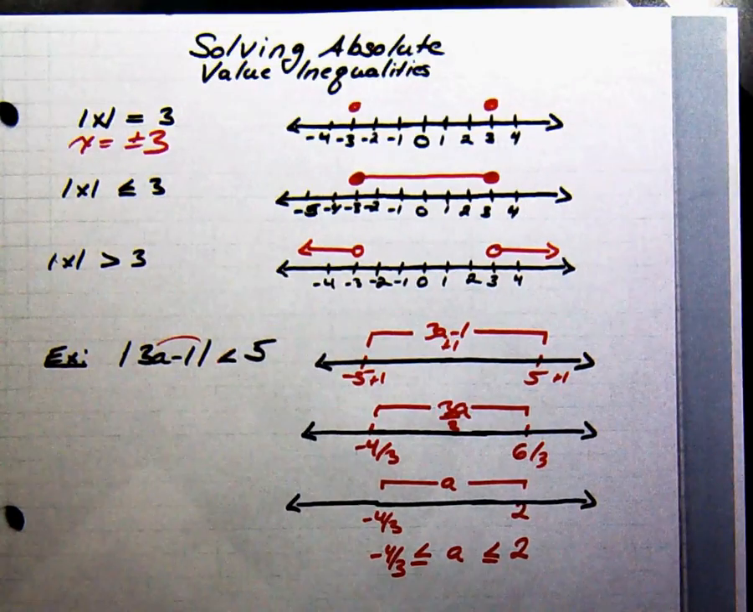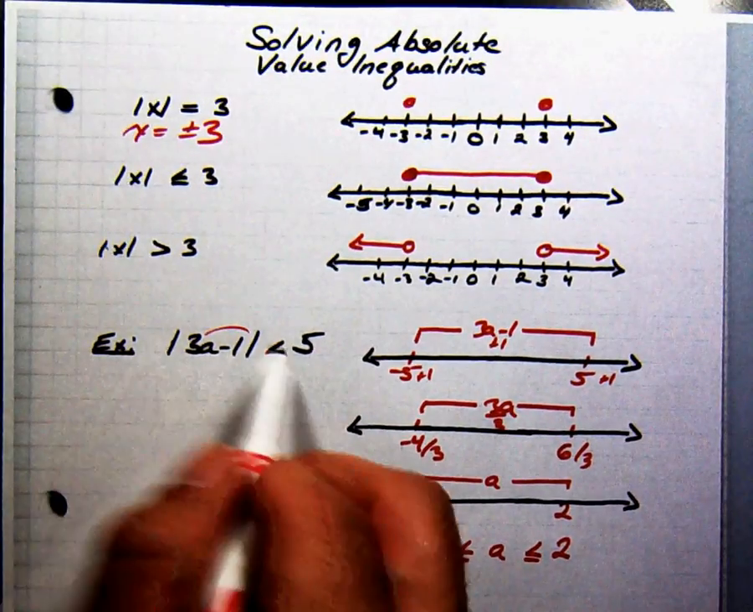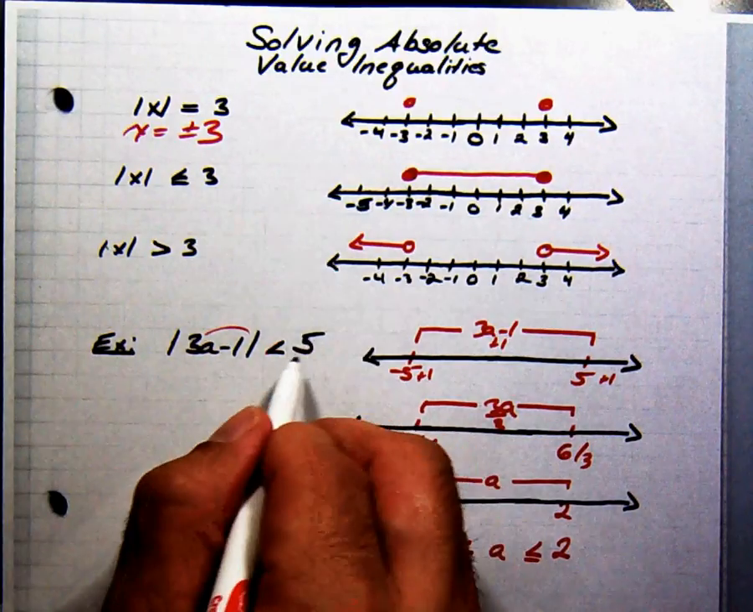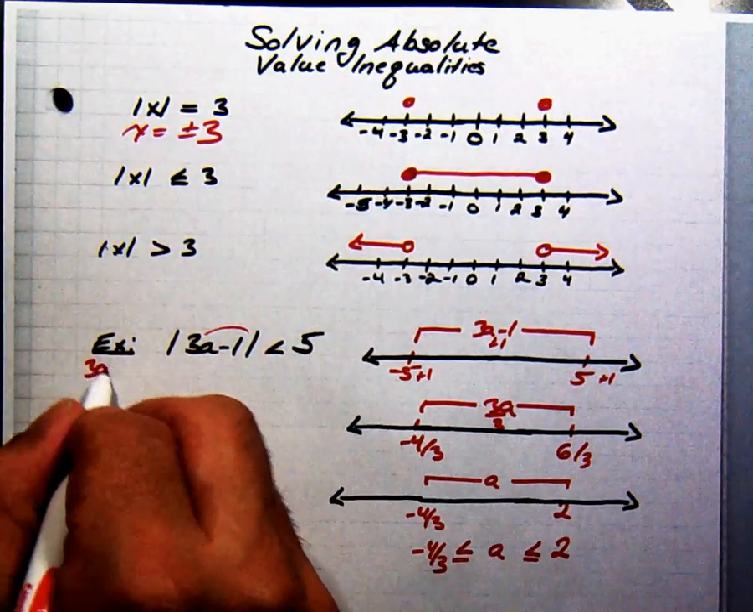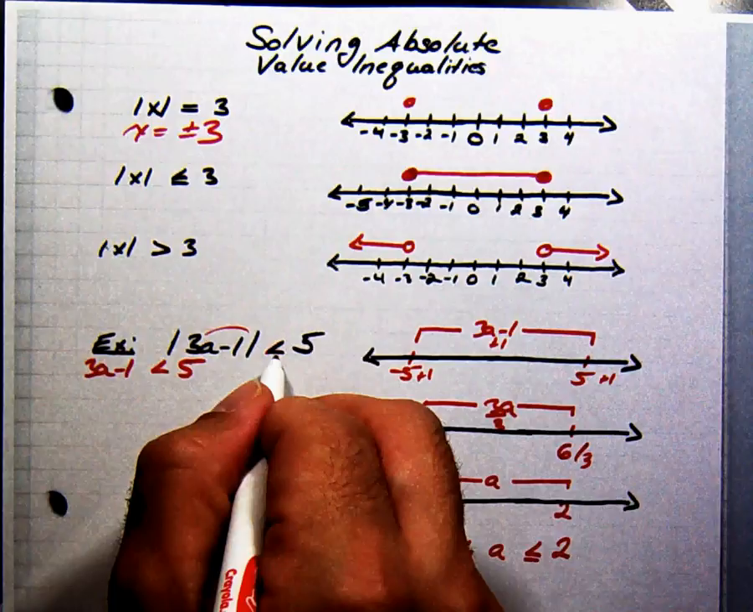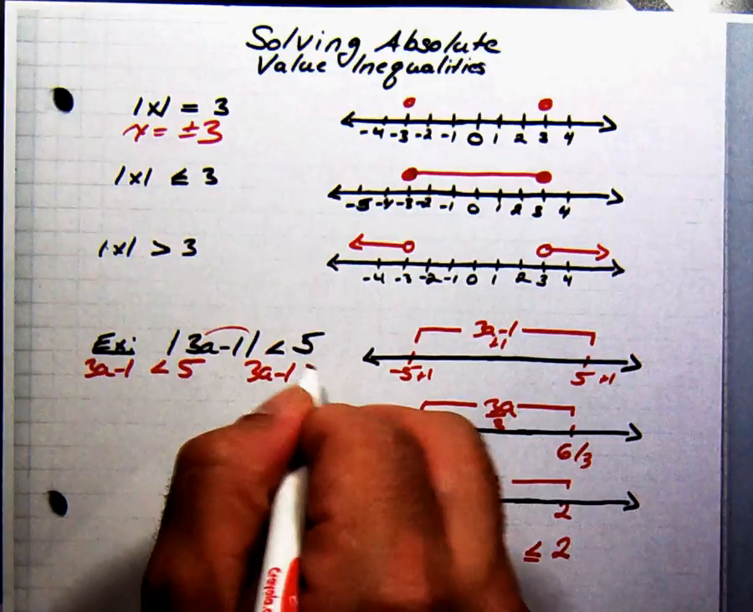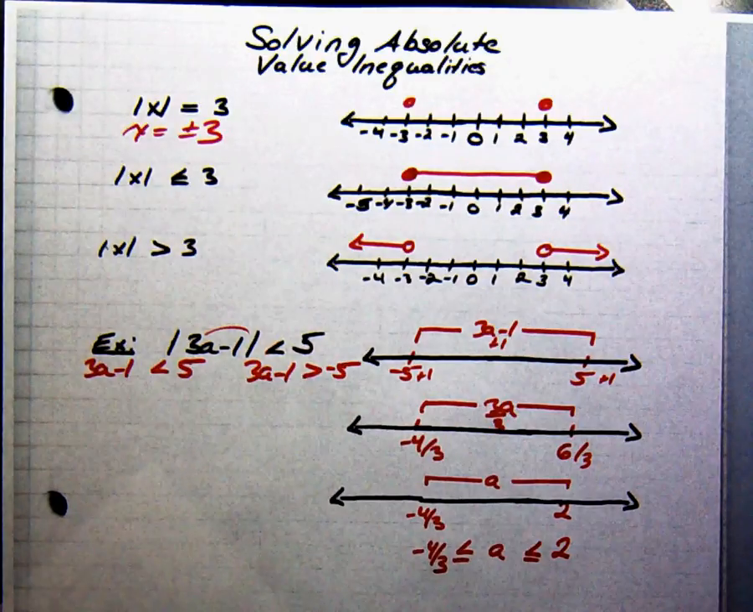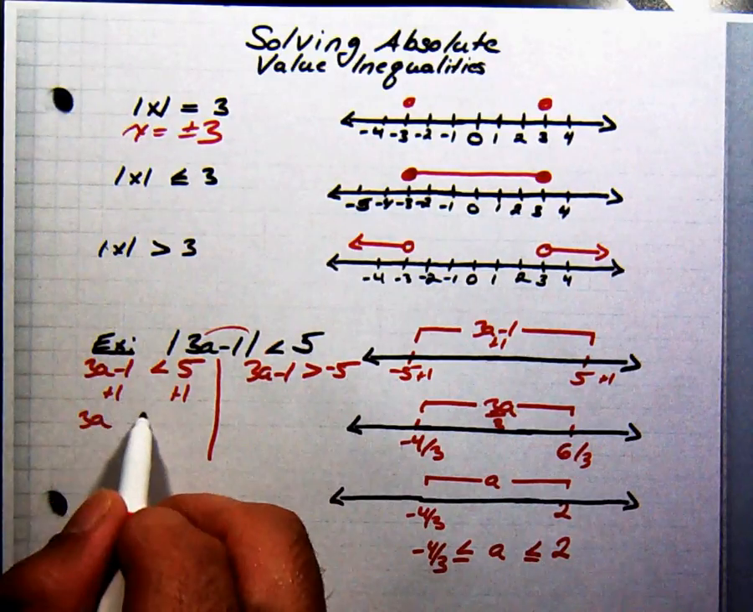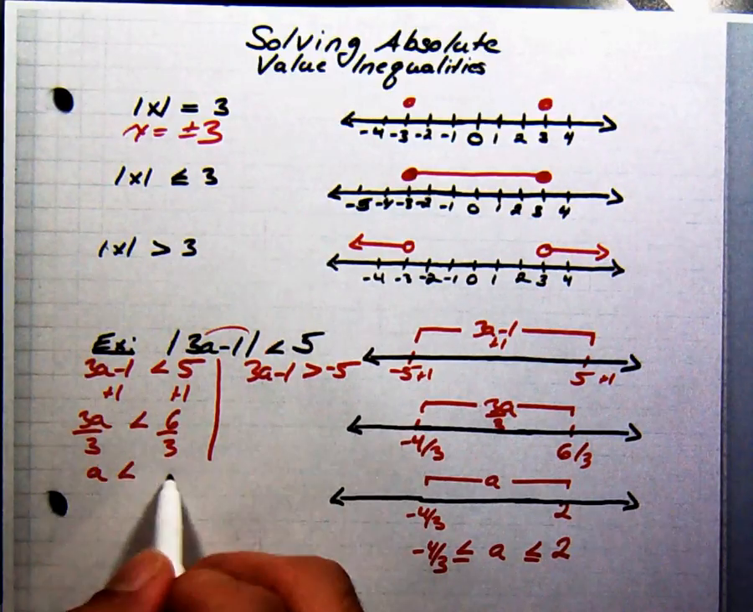Now let's take a look at the actual inequality and solve it algebraically. We're going to write this as two separate inequalities, and we're going to remove the absolute value bars. We're going to use the right-hand side and just rewrite it as 3a minus 1 is less than 5. And now we're going to switch the inequality symbol and switch the sign of the number, and we're going to have 3a minus 1 is greater than negative 5. We're going to solve them each separately. Add 1 to both sides. We've got 3a is less than 6. Divide by 3, and we have a is less than 2.